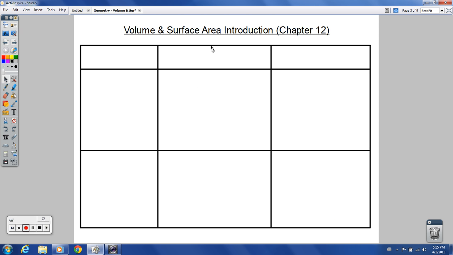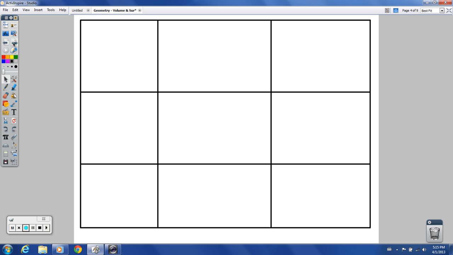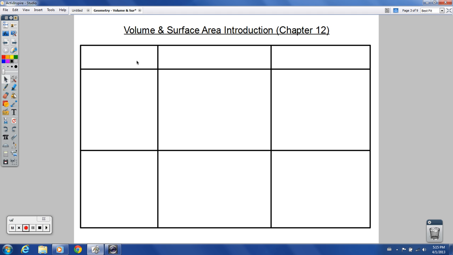So I want you to start by creating, you can title this like you see up here, Volume and Surface Area Introduction for Chapter 12, but in the note area, I want you to make a table that looks kind of like this. These will be the titles of each column, the column headings right here, and I want you to make 5 separate boxes going down, 5 different rows, as well as the title heading row.